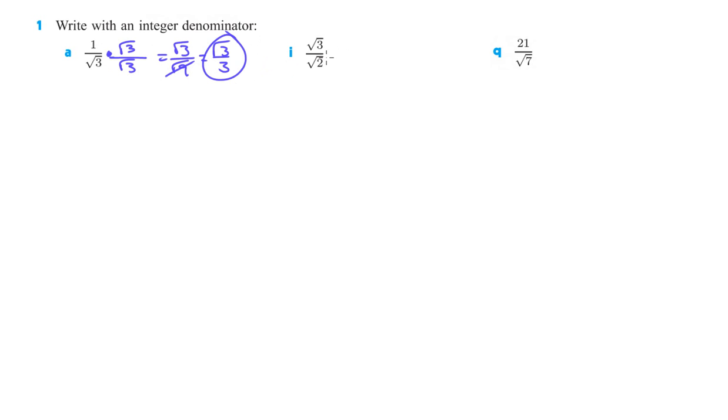Okay? Same thing here. We don't care about the root 3, but we do care about the root 2. We've got to get rid of that. So the easiest way to do that, if there's just one term down there, is just multiply it by root 2 here. And we get root 6 on the top, and that's root 4 on the bottom. But we know that the square root of 4 is just 2. So we end up with root 6 over 2.